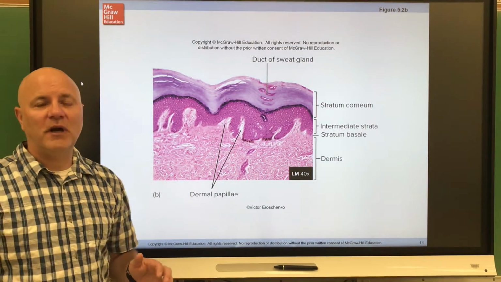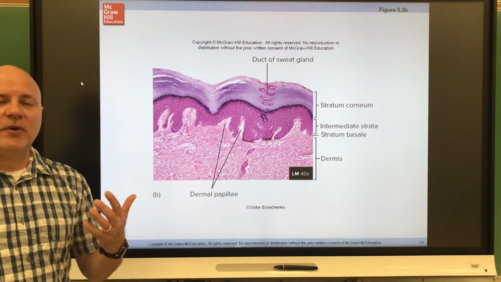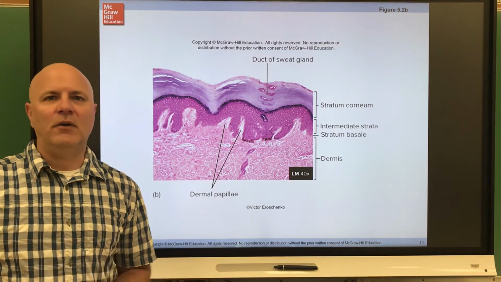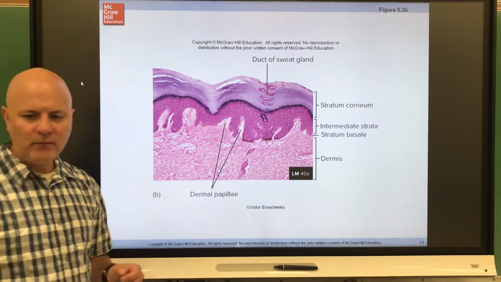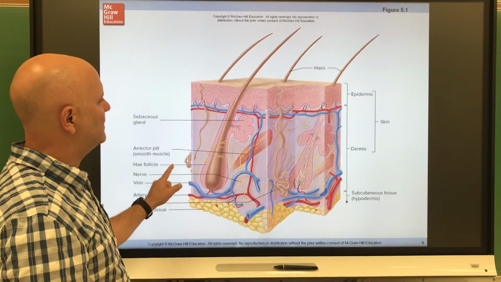And so this is what creates fingerprints. Just to let you know, fingerprints are caused by genetics and also environment. So even identical twins don't have the same fingerprints. Okay, so let's go back to this picture.